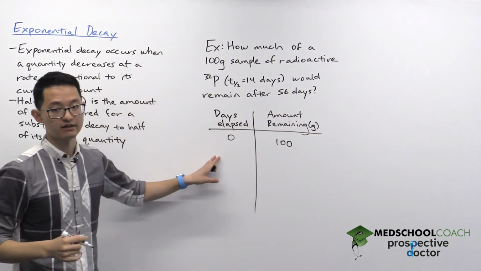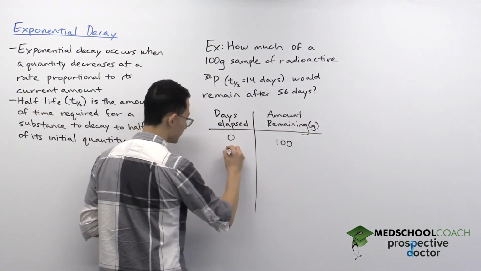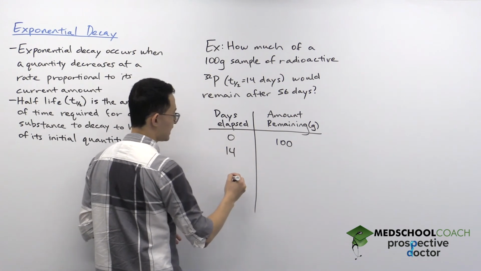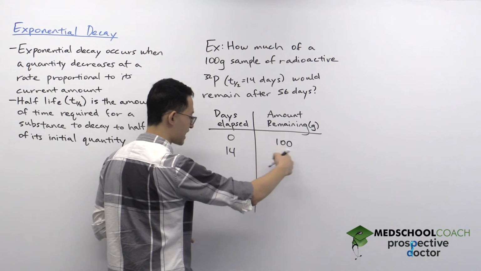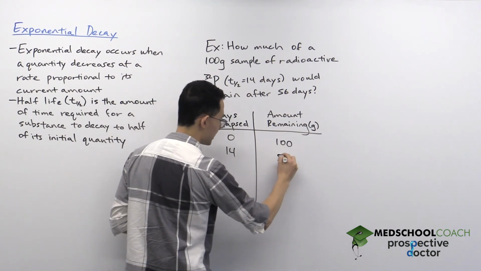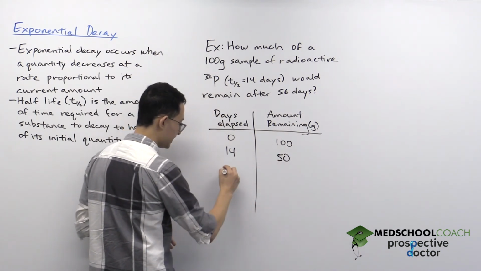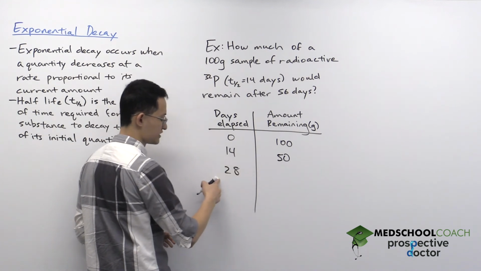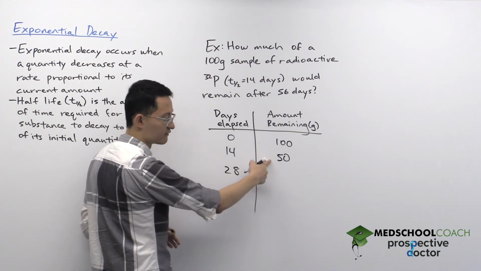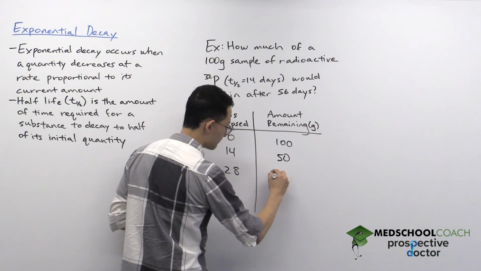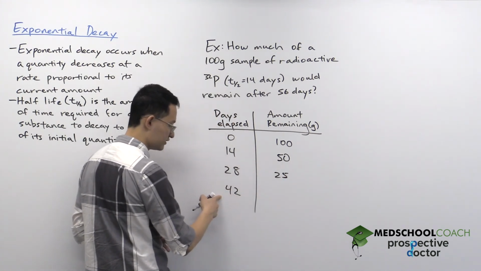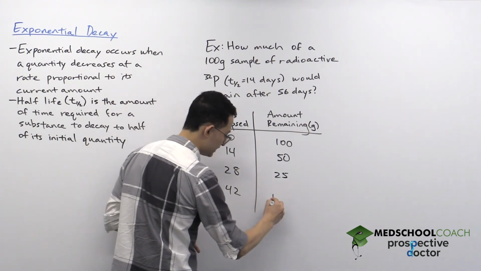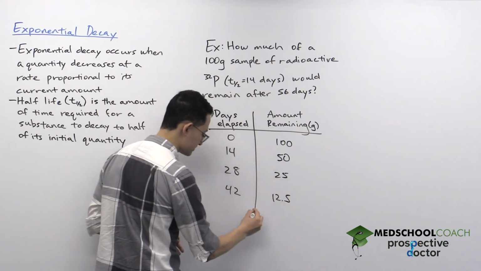Then we can allow one half-life to pass, or 14 days, and after 14 days have passed, that's a half-life, so we should lose half of our current amount, so now we should have 50 grams. If another 14 days passes, we lose 50% of that current amount, so now we have 25 grams left. And then if you continue on to 42 days, you'll lose half of that, so you'll be at 12.5 grams.